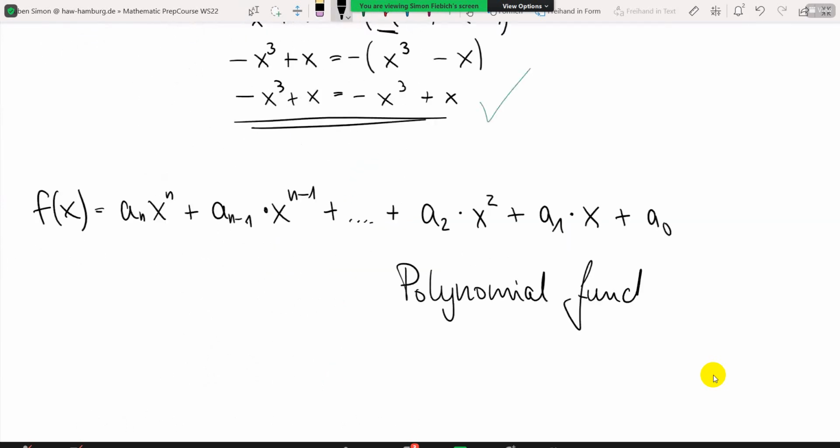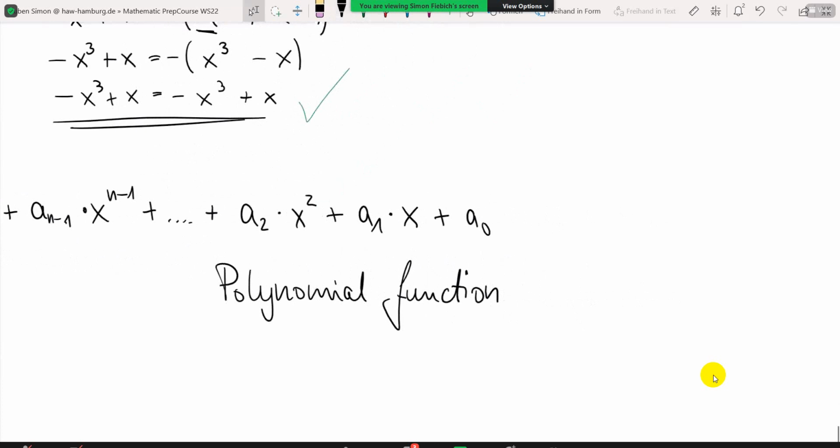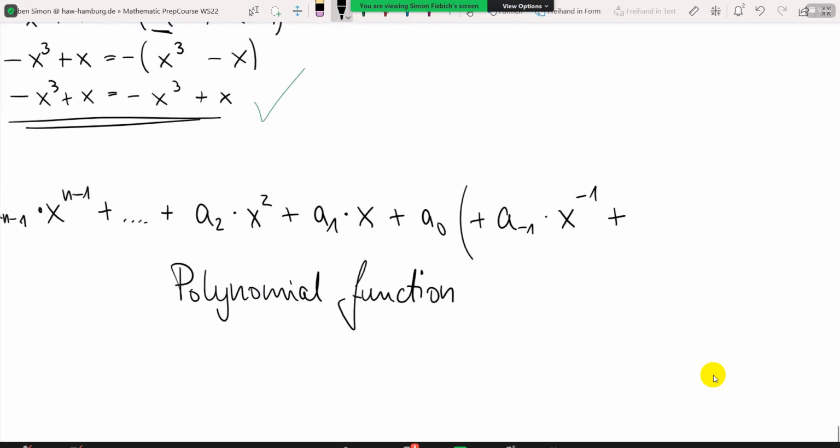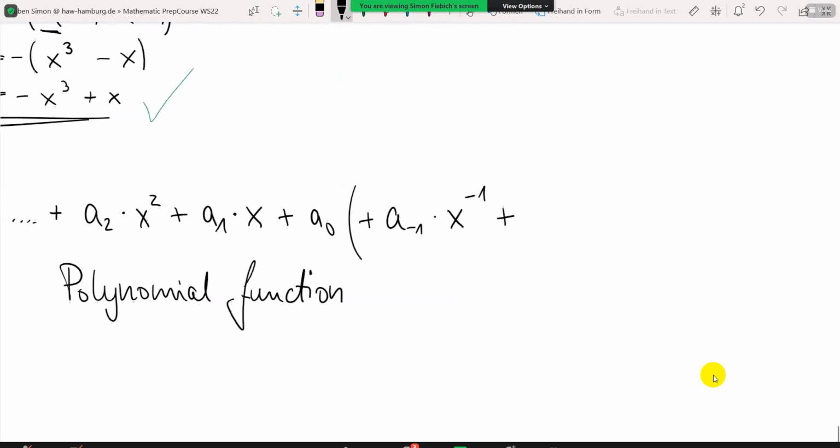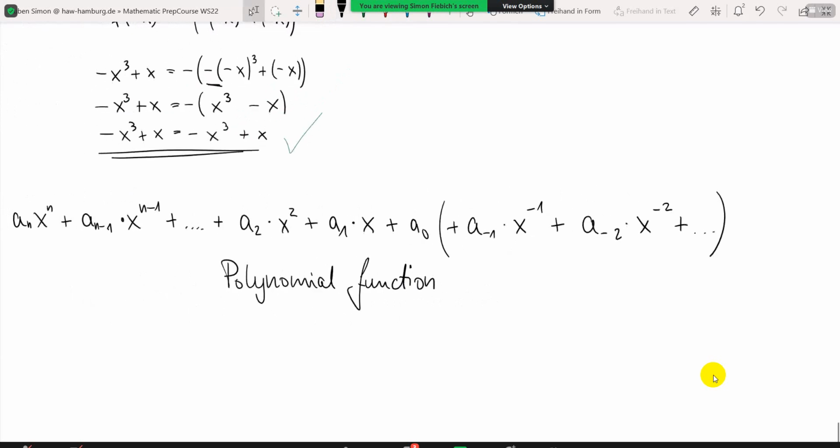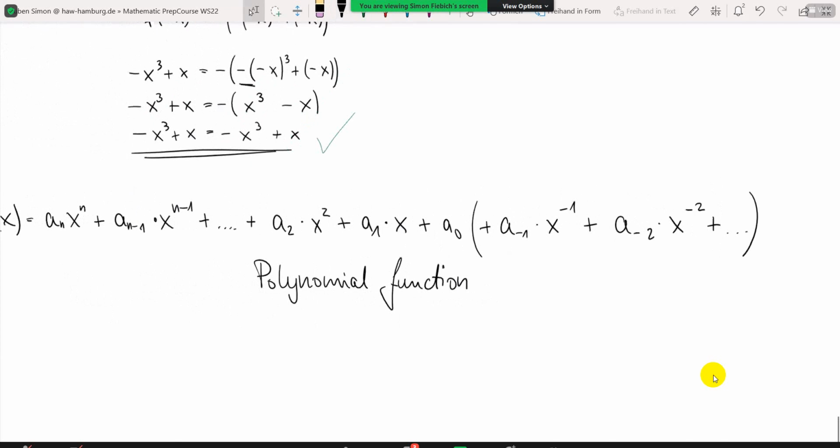So such a polynomial function is always true. Actually, just a second, this could also be extended to a -1 times x to the power of -1, and so on, you know what I mean. So this is still a polynomial function, or then if it's with the brackets, you can also call it, I don't know, so in German it's gebrochen rationale Funktion.